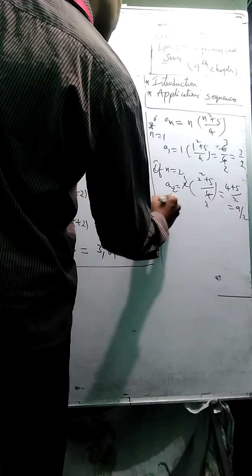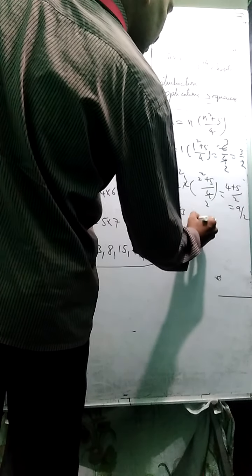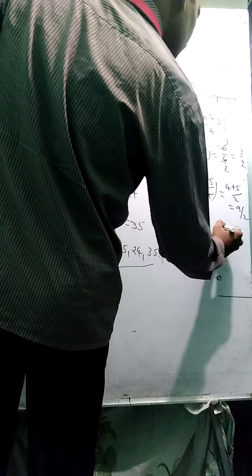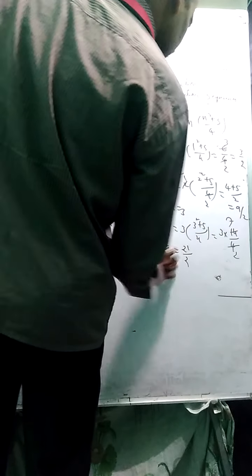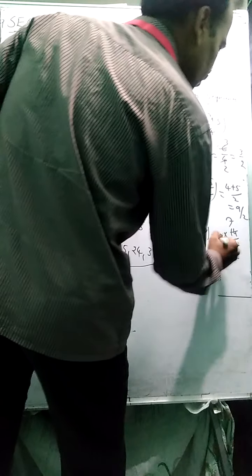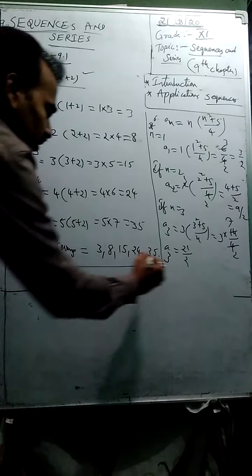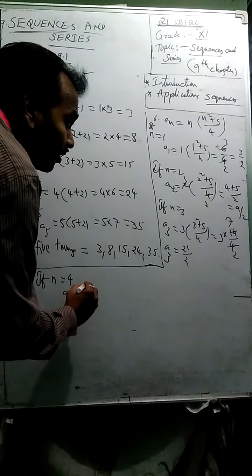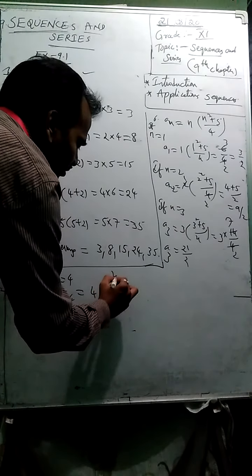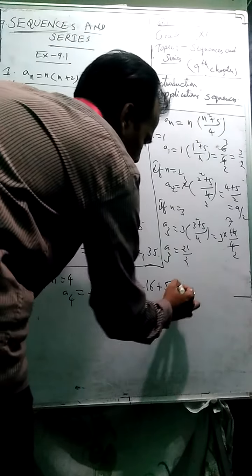If you observe, students, if you take n is equal to 3, a3 becomes 3 of 3 square plus 5 by 4, that is equal to 3 into 3 square 9 plus 5, 14 by 4, so a3 is equal to 21 by 2. So we have to substitute the given values wherever required, students. Similarly, if you take n is equal to 4, a4 equals 4 of 4 square plus 5 by 4, 4 cancel, 16 plus 5, 21.